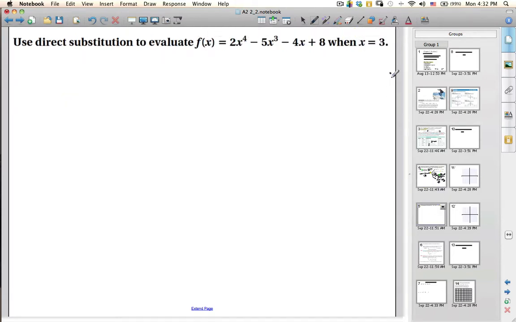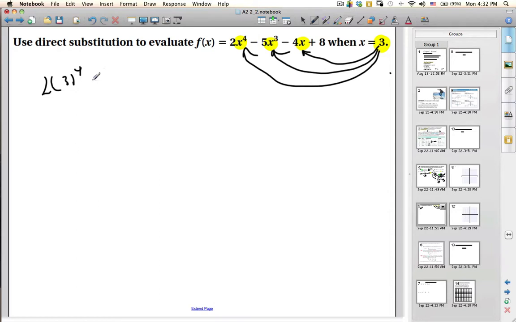So now we want to work on something called direct substitution. And direct substitution really just means I'm going to take a value for the variable and plug it in wherever the variable goes. I am substituting it in directly. That's why it's called direct substitution. So I plug this item in everywhere x is. So I'll have 2 times 3 to the 4th power minus 5 times 3 to the 3rd power minus 4 times 3 to the 1st power plus 8.